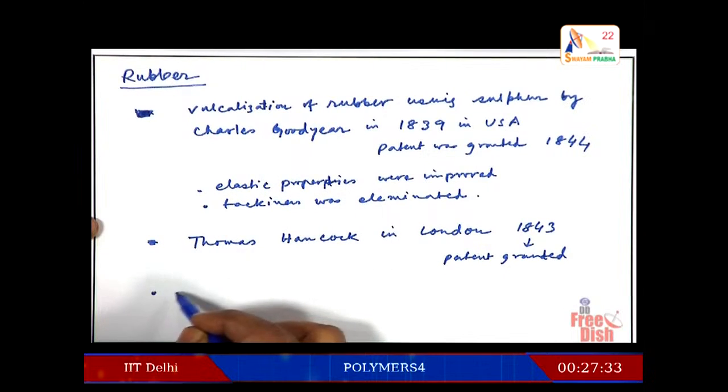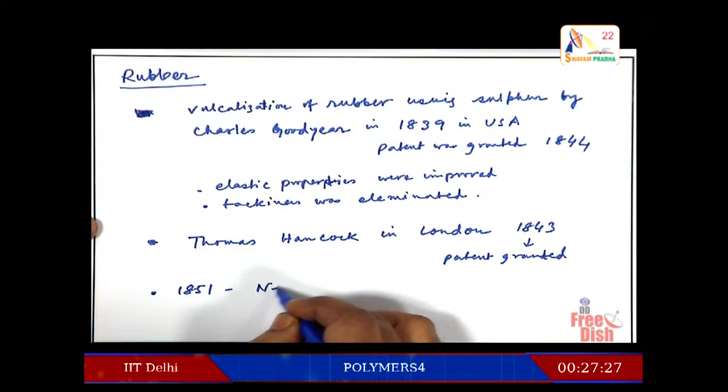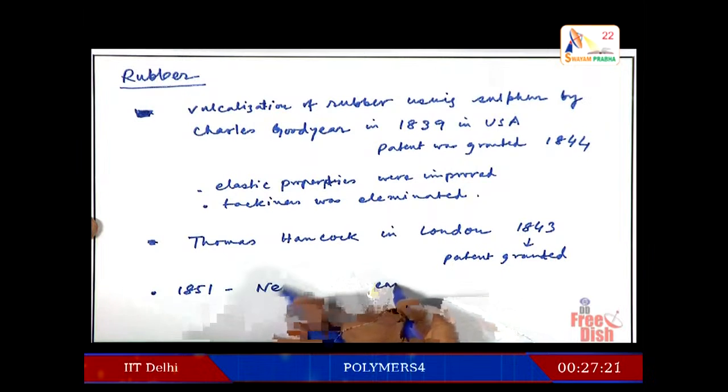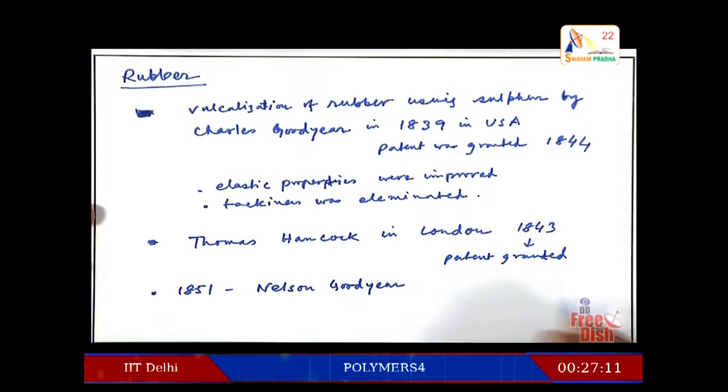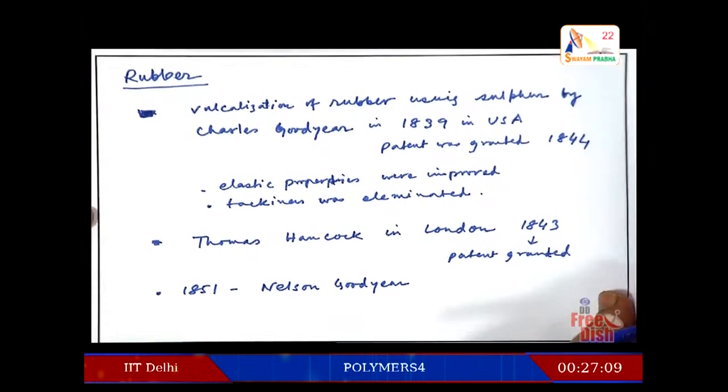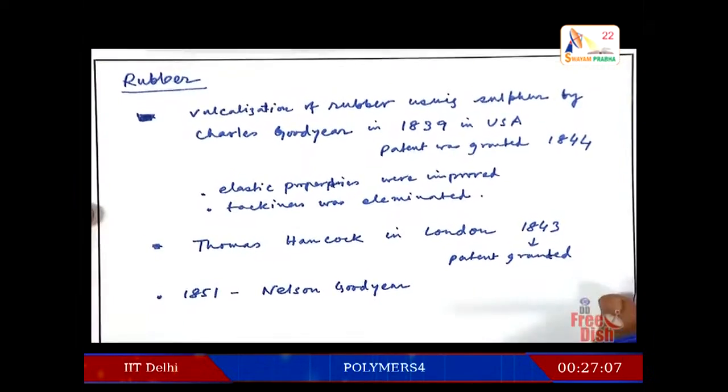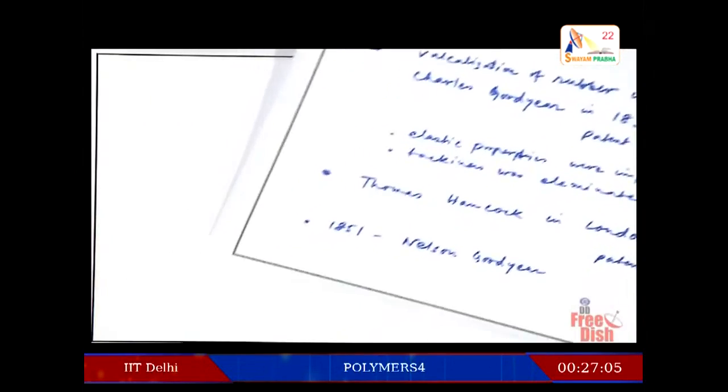And then Charles Goodyear's brother Nelson improved the vulcanization process by using a large amount of sulfur, which basically makes a hard polymer, a hard rubber material, which was more useful and probably used for tire material.